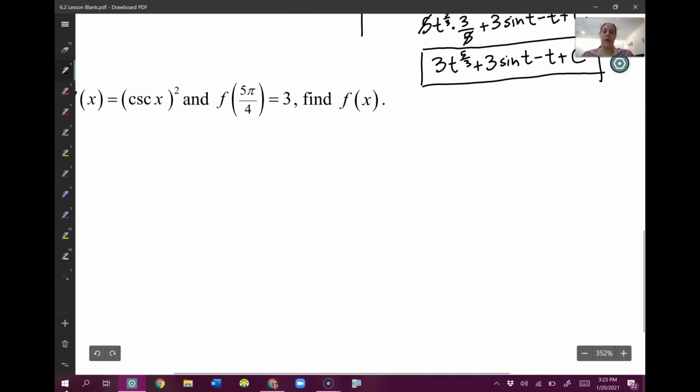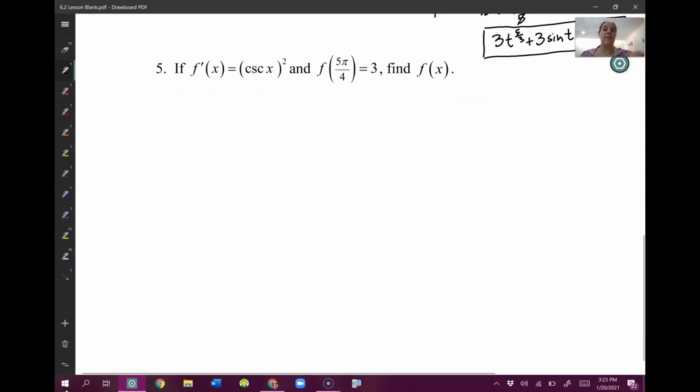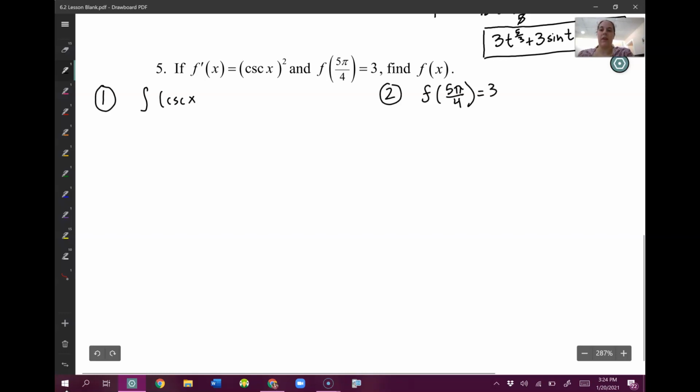Okay, last one, number 5. This one has an initial condition. So this is going to be our 2 steps where we find the integral and then plug in our initial condition to solve for c. So first we're going to find the integral of cosecant of x squared dx, which, by the way, is the same thing as cosecant squared x. Those are the same thing.